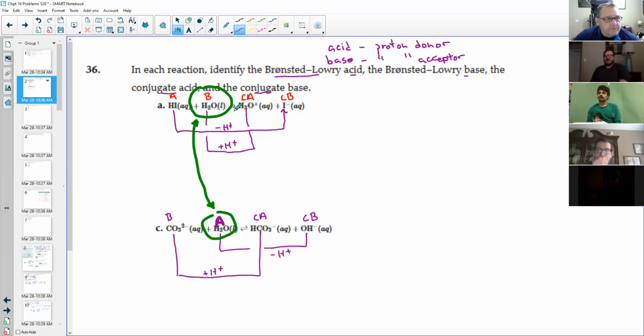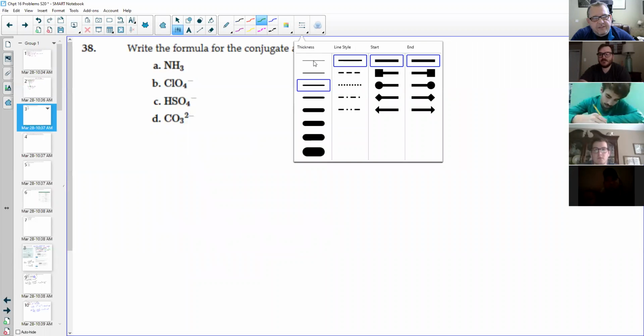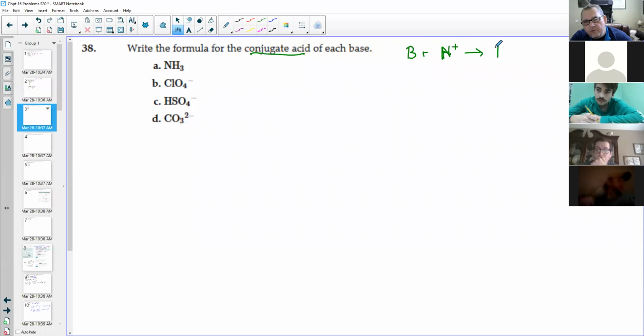All right, let's go to the next problem. So problem 38, and you've got some Mastering Chemistry problems like these, are to write the conjugates for these pairs. In this case, it wants you to write the conjugate acid. So the conjugate acid would be when the base accepts a proton and it would form the conjugate acid on the right-hand side of the equation. So a base plus a proton makes the conjugate acid.